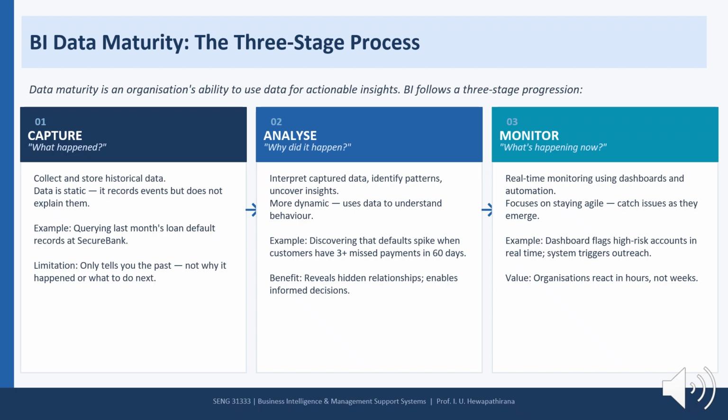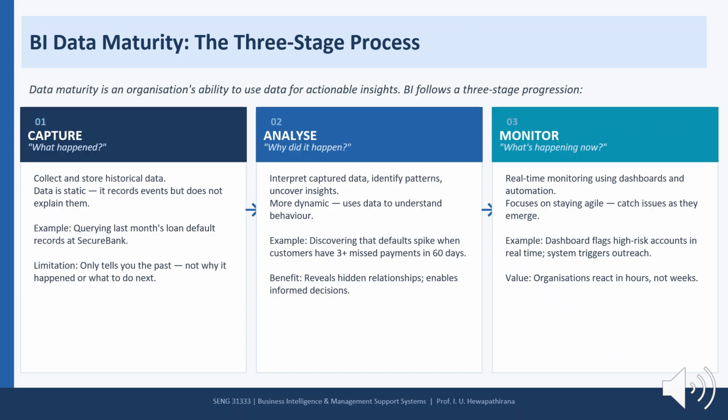The third stage is monitor, which answers the question, what is happening now? This is the real-time stage. Using dashboards, automated pipelines, and alerting systems, organizations set up continuous monitoring based on what they learned in the analyze stage. At Secure Bank, high-risk accounts are now flagged in real time, and a customer outreach is automatically triggered before the account reaches a point of default.